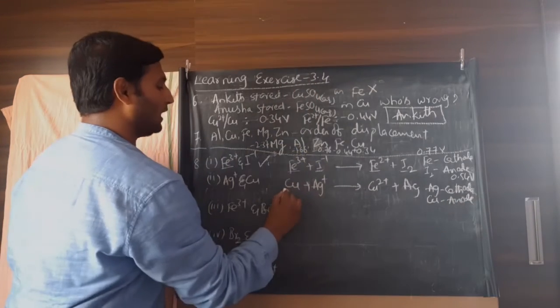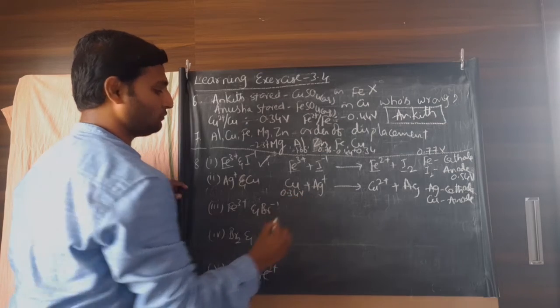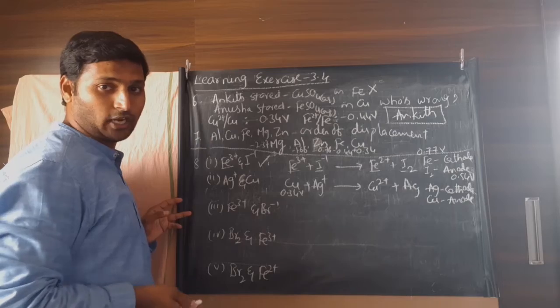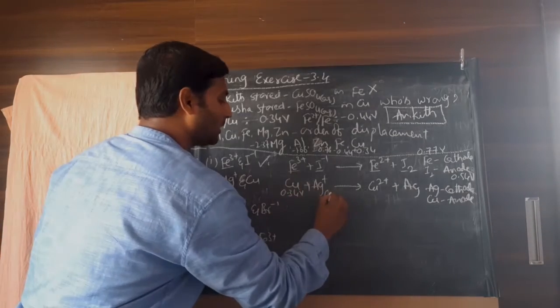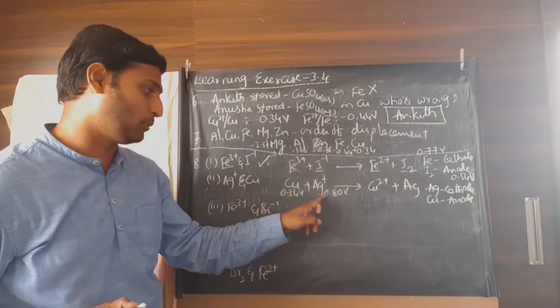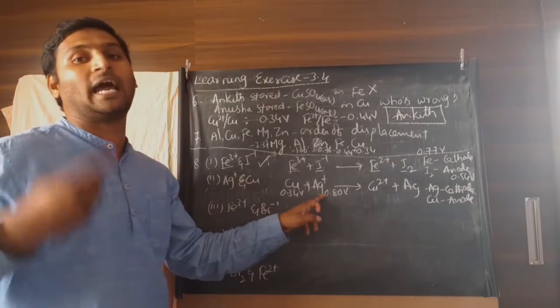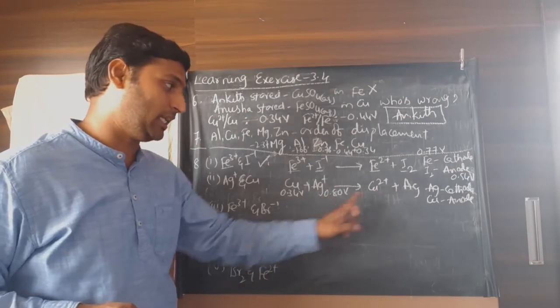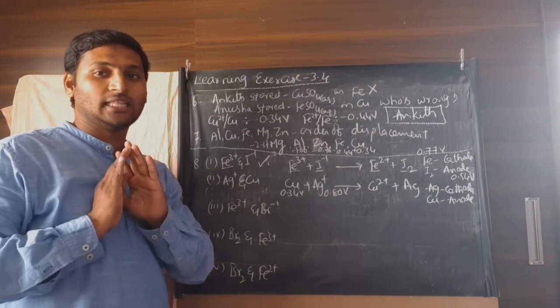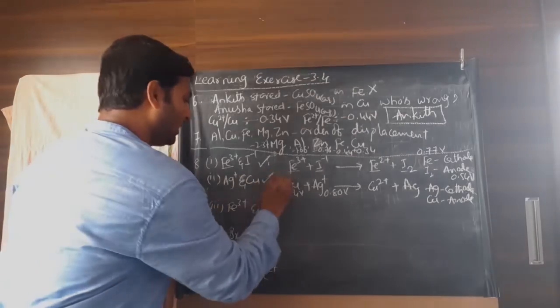And you know very well the electrode potential of copper couple is 0.34 volts. If you don't remember, by so many examples we have taken, just check your electrochemical series. Silver couple is 0.80 volts and the one acting as cathode has more potential than the one acting as anode. If cathode has more potential, that reaction is feasible. That's why even this is possible.